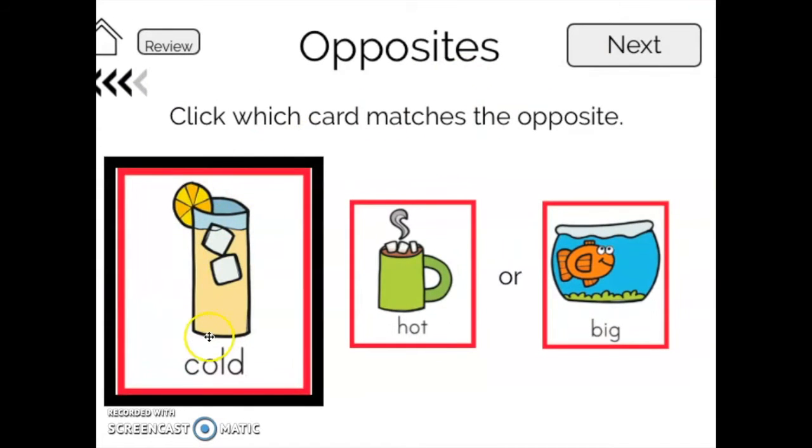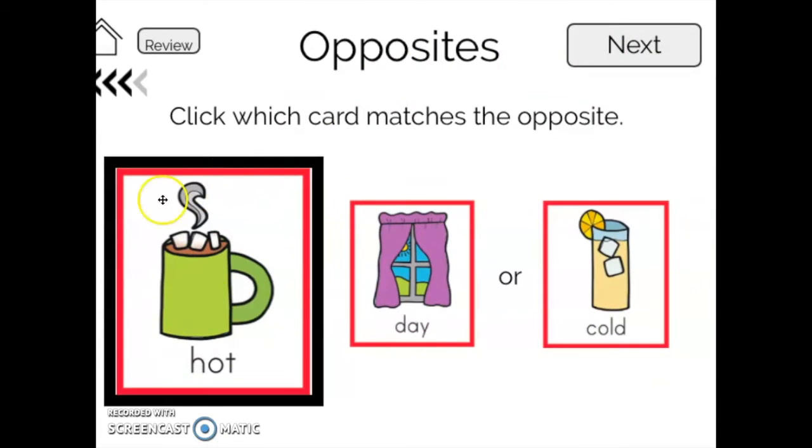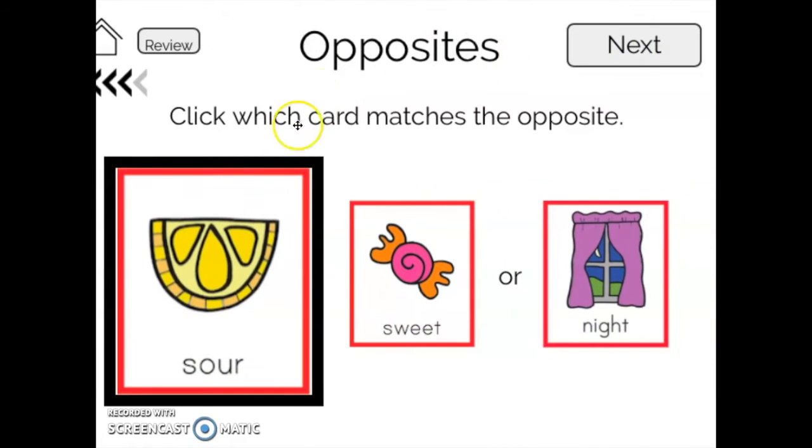What is the opposite of cold? You have a cold drink. What is the opposite? Hot or big? That's right, hot. Great work. If you have a hot drink, what is the opposite? Day or cold? That's right, cold. Good job. If something is sour, what is the opposite? Sweet or night? That's right, sweet.